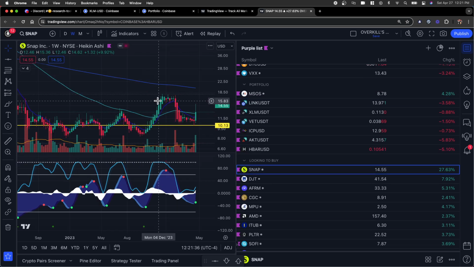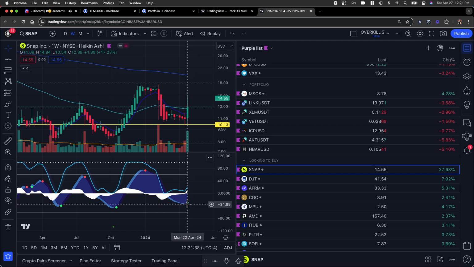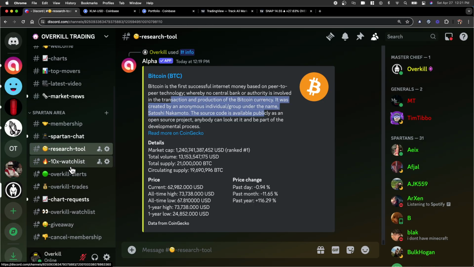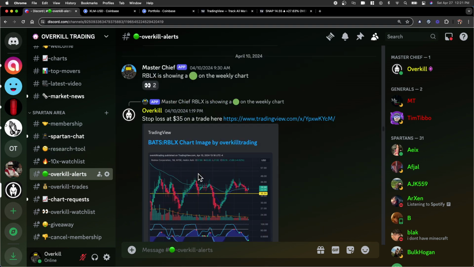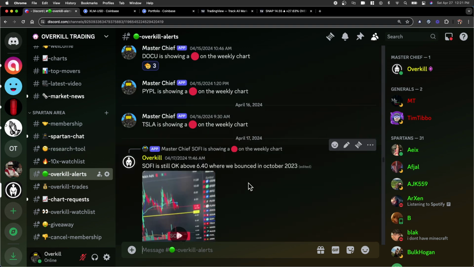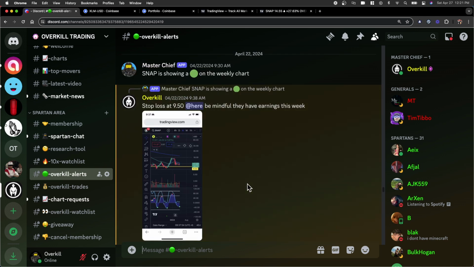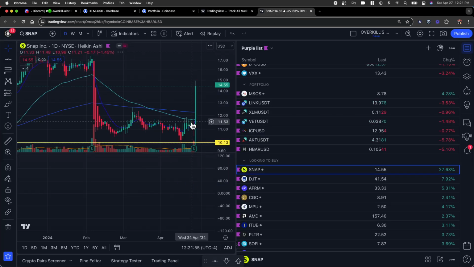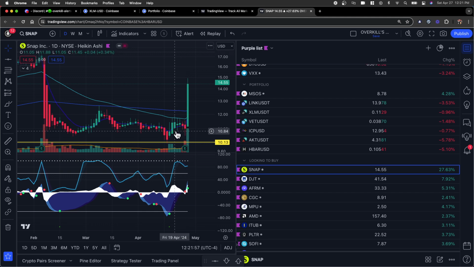We got Snapchat this week popping off. I dropped a video on this yesterday, I believe. That green dot came on Monday, folks. Okay, let's look it up here. It was somewhere in this general area, the 17th. It would have been around Snap on the 22nd. That thing came on the 22nd. It came right here.